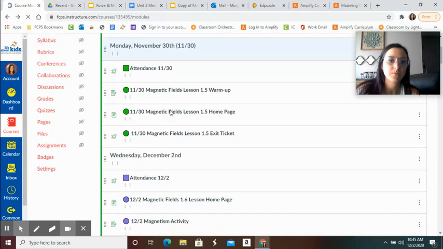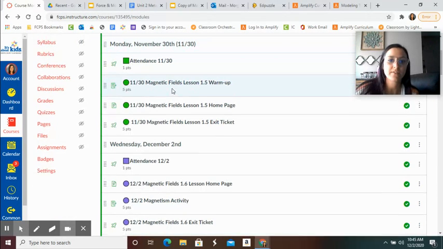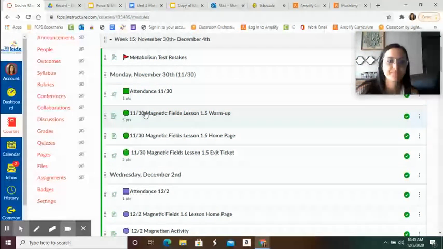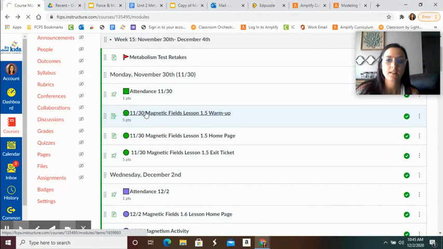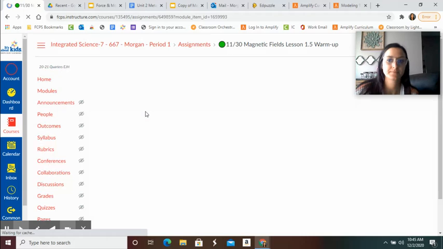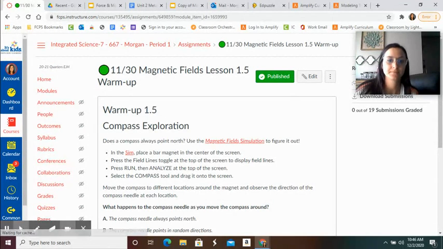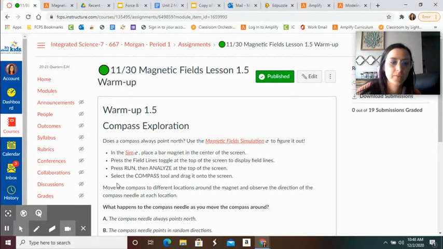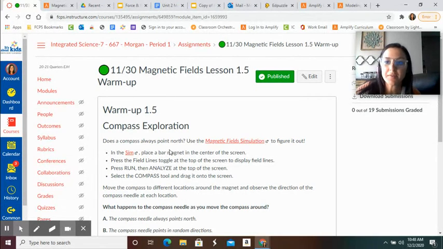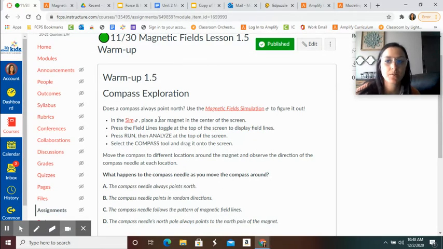And so for the 1.5 lesson, there was a warm up. And in that warm up, you were going to do a little exploration with compasses. And so it kind of poses a question. Do compasses always point north? And it wants you to use the simulation to kind of look into that.